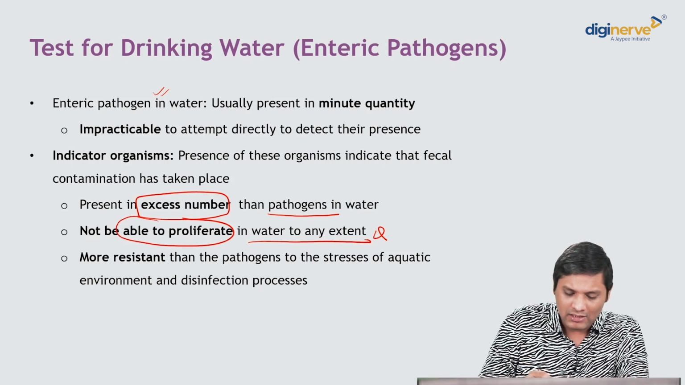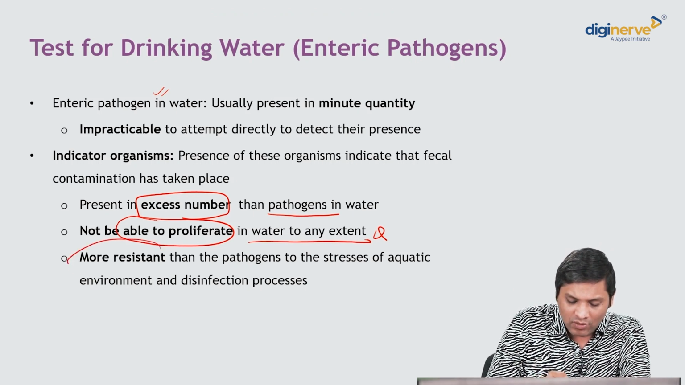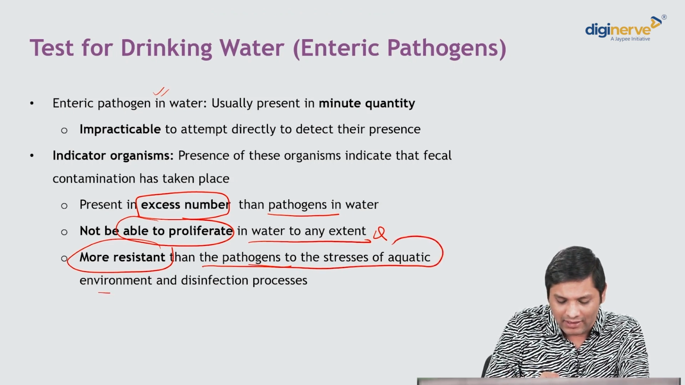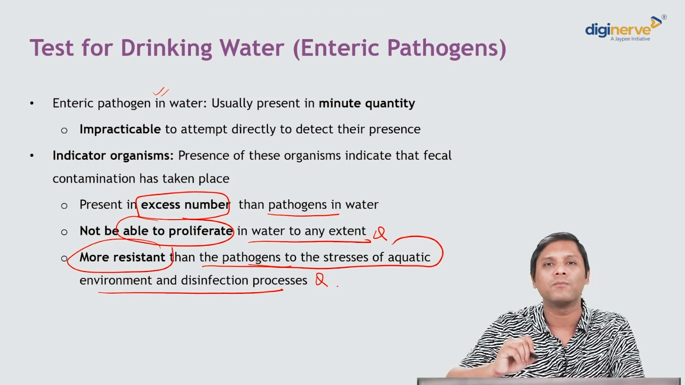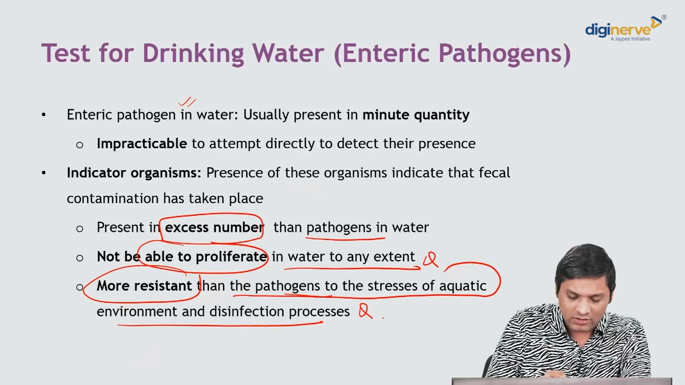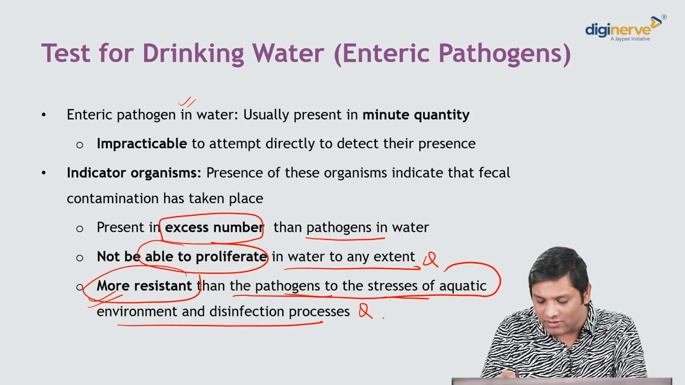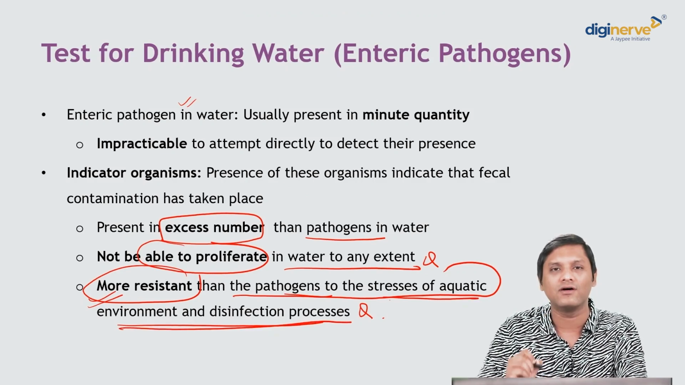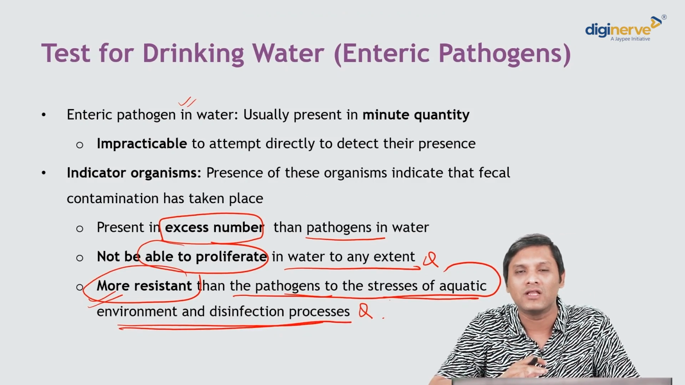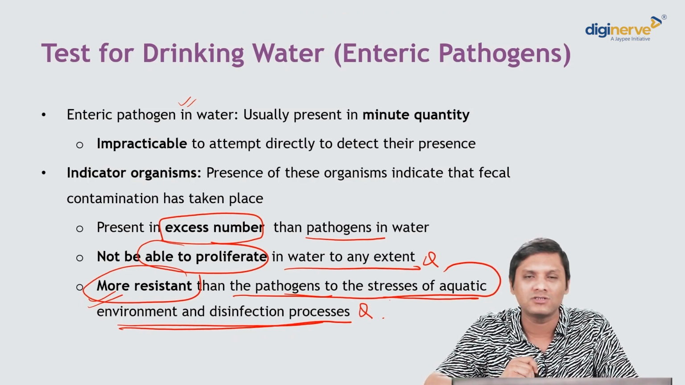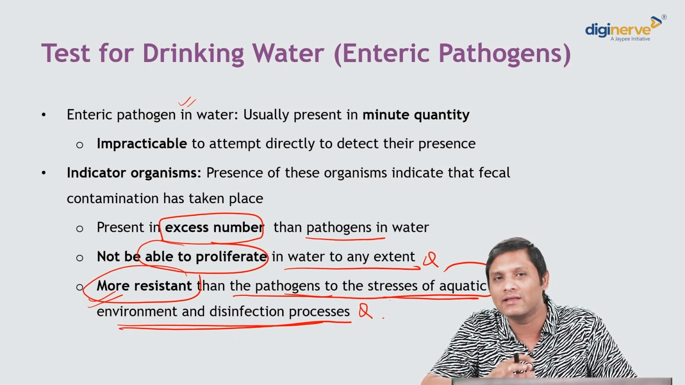The third property is they should show more resistance than the pathogens to the stresses of the aquatic environment and disinfection processes, because drinking water is usually treated with chlorine for disinfection. Therefore the indicator organisms should be more resistant to the stresses of the aquatic environment and chlorination of the water. That is how they should be able to survive in the presence of chlorination, so that you can detect these organisms.